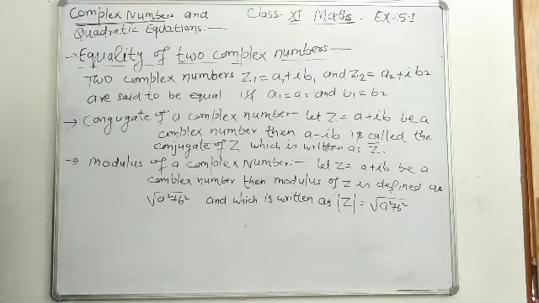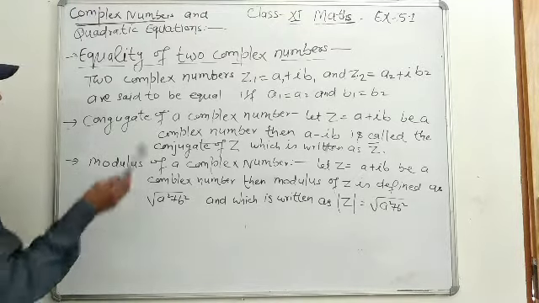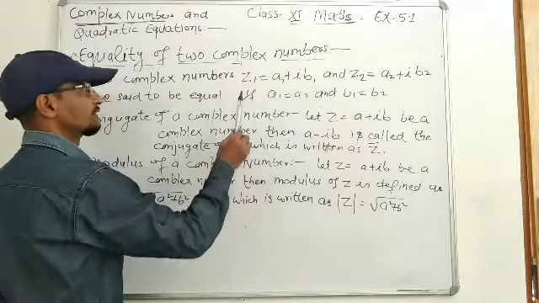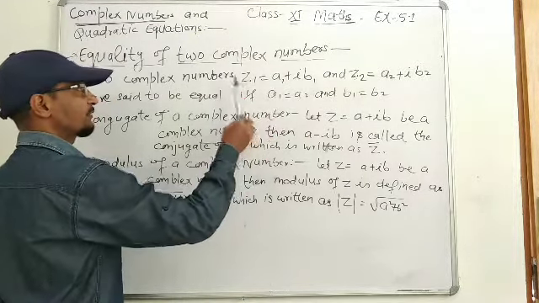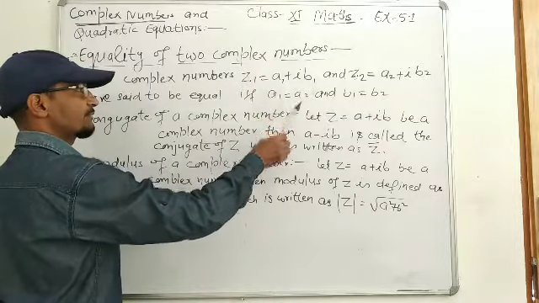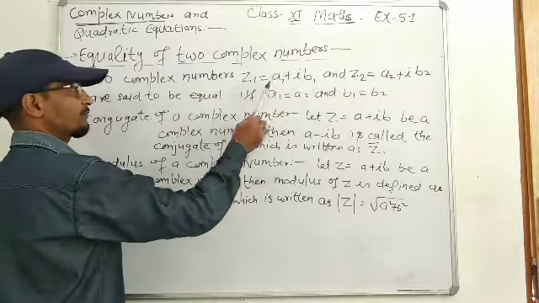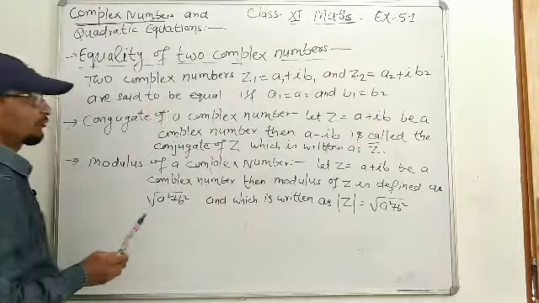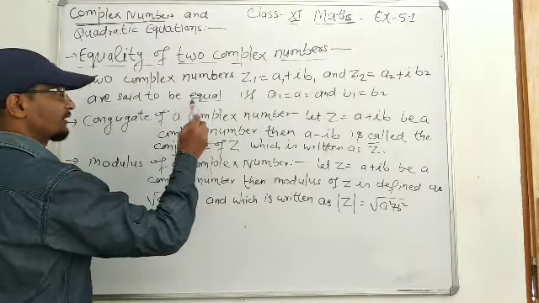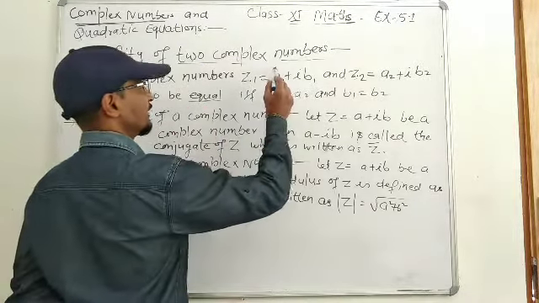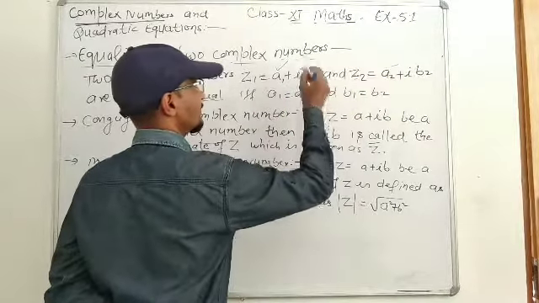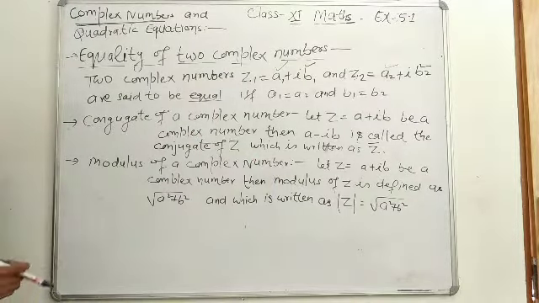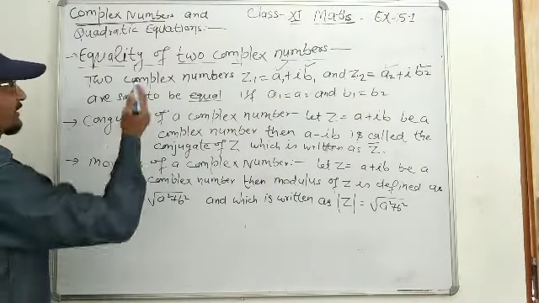What is this actually? If we have two complex numbers, Z1 and Z2, then Z1 is equal to A1 plus iB1. Actually, a complex number is of the form Z equal to A plus iB, but here there are two complex numbers, so Z1 equals A1 plus iB1 and Z2 equals A2 plus iB2, and they are said to be equal. When are they equal? If A1 is equal to A2 and B1 is equal to B2, then we can say these two complex numbers are equal. So this is the equality of two complex numbers.